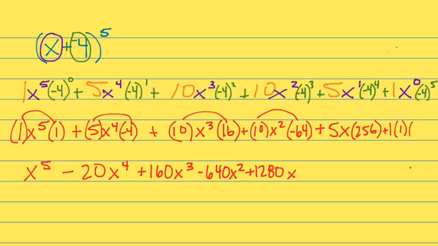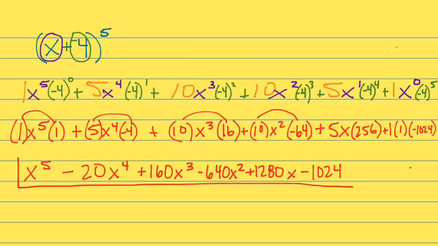And then the last part here, we solve the 1. X to the 0 is 1. Negative 4 to the 5th power is negative 1,024. So 1 times negative 1,024 is negative 1,024. So rather than having to multiply out the entire parentheses over and over and over again, we just use this binomial theorem with Pascal's triangle, and that gives us our standard form of a polynomial.